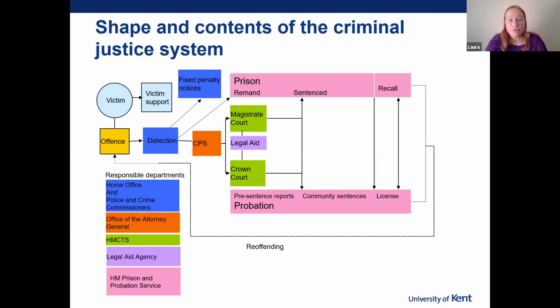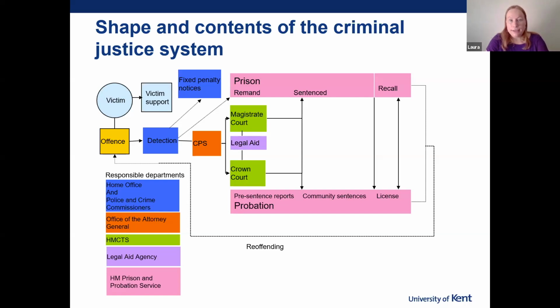The offence itself is in the orangey box there. So that's the conduct that Parliament or the courts have sought to criminalise. And it will be said that someone committed an offence, so contravened that conduct. Either it's alleged that that's happened or it's clear that that has happened.